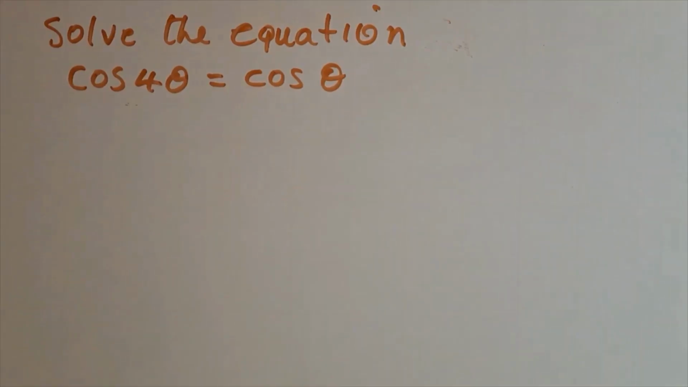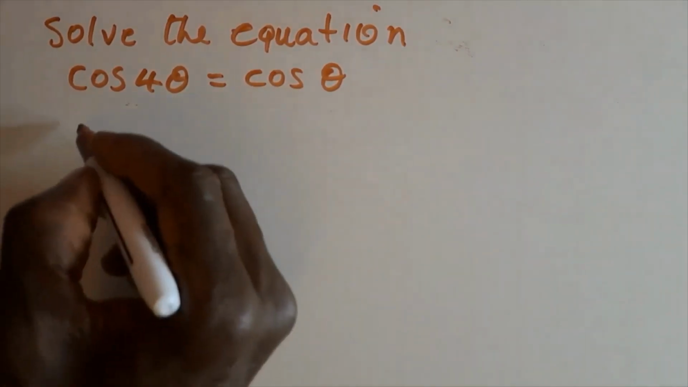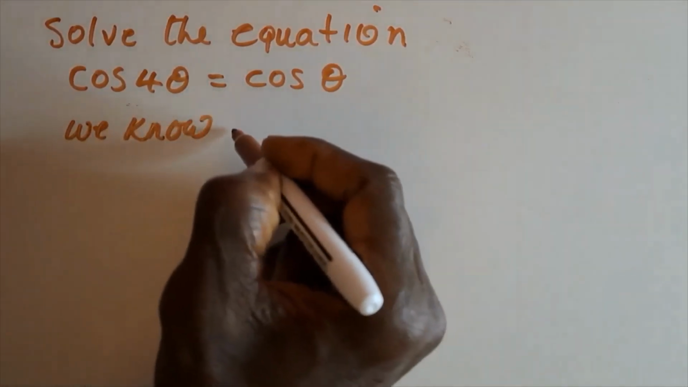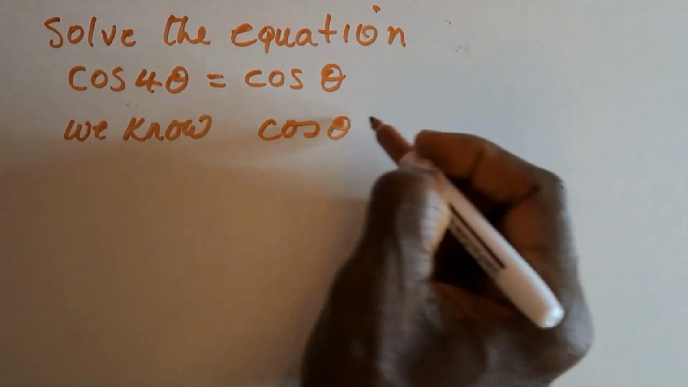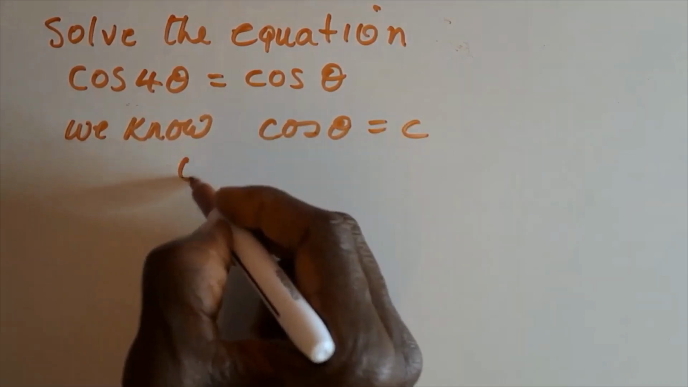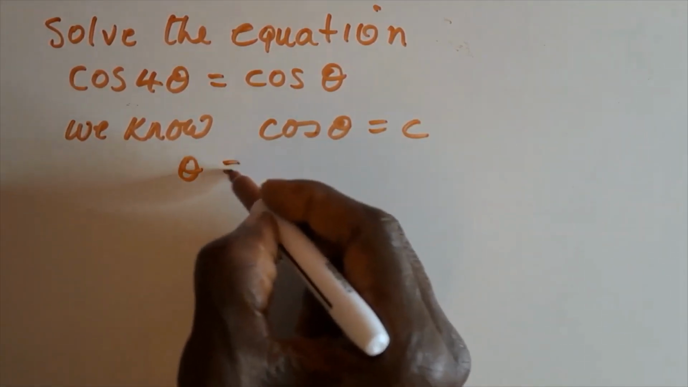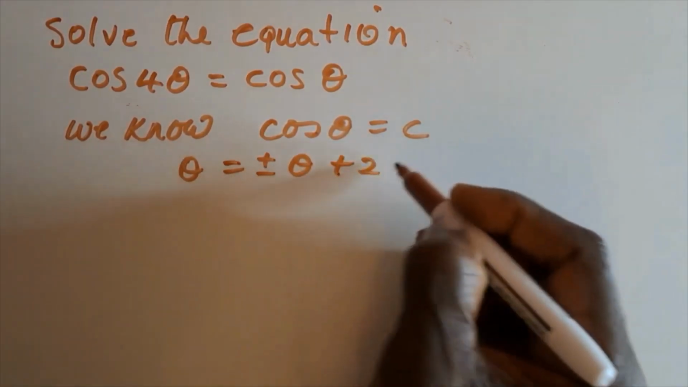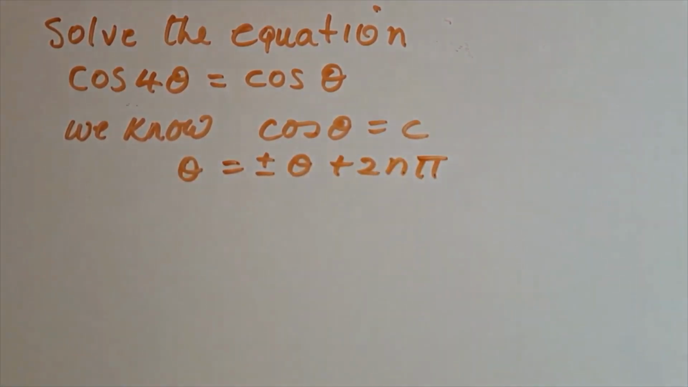Hello mathematicians, solve the equation cosine 4 theta is equal to cosine theta. What do we know? We know that if cosine theta is equal to c, then theta is equal to plus or minus the principal value plus 2n pi. This is the formula we derived in my previous videos. Instead of the principal value, we use theta.